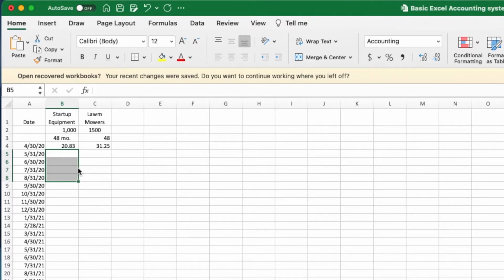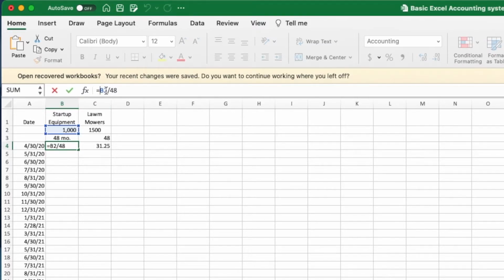That is not what we want to do. What we want to do is make sure it's referencing the exact same cell every single time I copy and paste this formula. So to do that, I'm referencing cell B2. I always want to reference cell B2. So I'm going to put a $ sign in front of B and a $ sign in front of 2. That $ sign means every single time I copy this, I always want it to stay referencing B2.